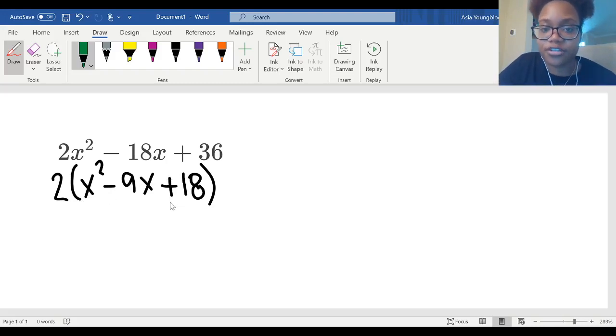You could also check your answers by distributing the 2 back into the parentheses. 2 times x squared is 2x squared. 2 times negative 9x is negative 18x. 2 times 18 is 36.